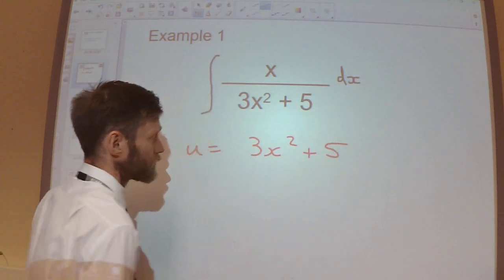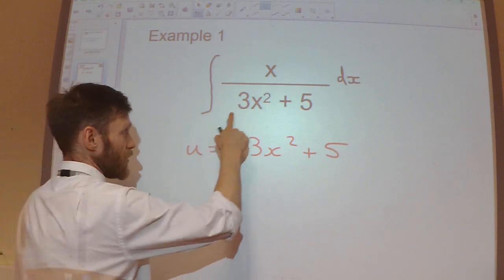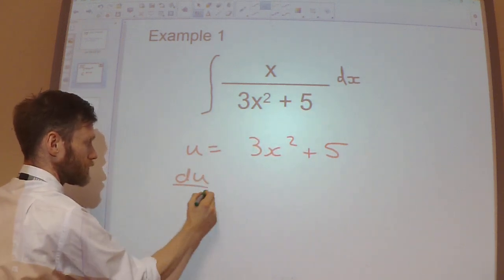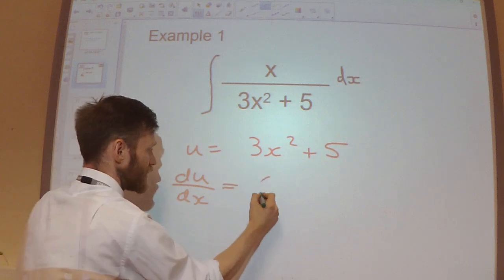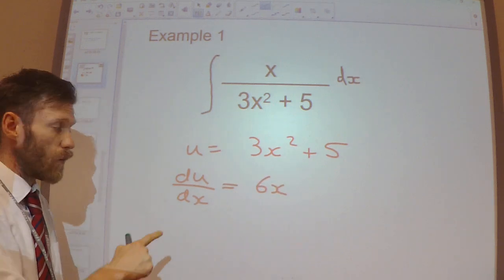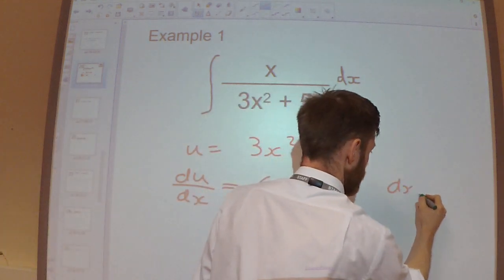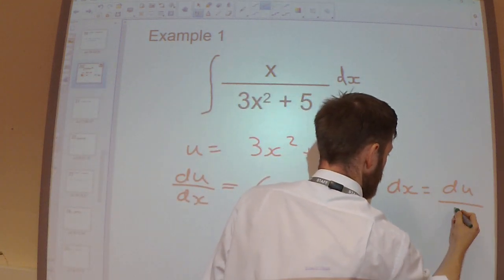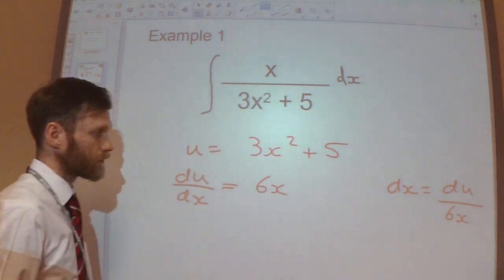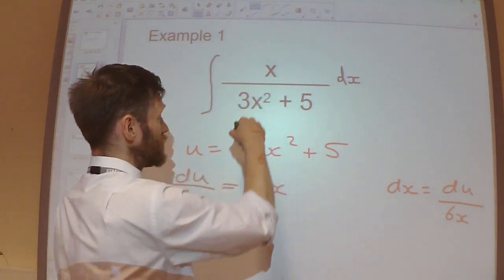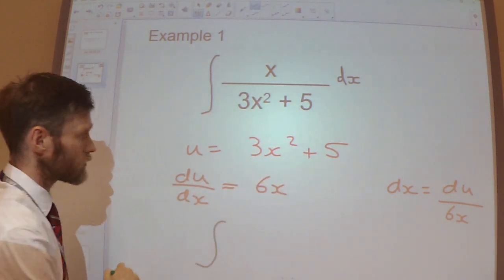plus 5. So when I differentiate that, I get 6x, and when I make dx the subject, I get du over 6x. Right, making my substitution now.